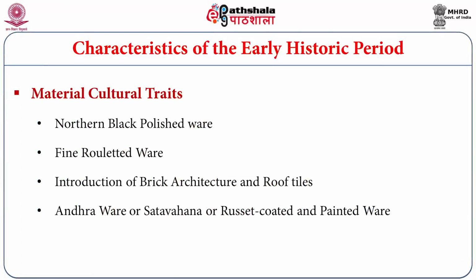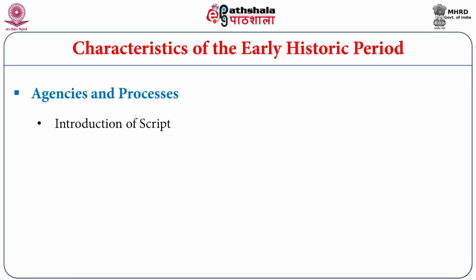Then material culture also changes, like fine pottery, like rouletted ware and northern black polished ware, which were introduced. These kinds of dishes were probably used by the elite section of the society. Several other painted pottery also were introduced, for example, russet coated painted ware, which is found mainly from the early historic period. The next important development was the introduction of the script.